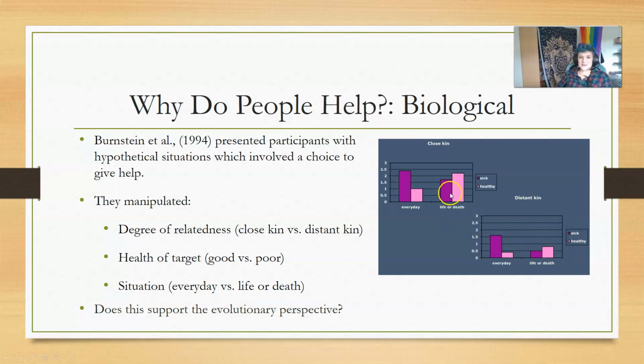But we can see those differences in kinship in whether or not someone is likely to help. So this supports the evolutionary, biological perspective because you're more likely to help someone if they'll carry on your own bloodline.